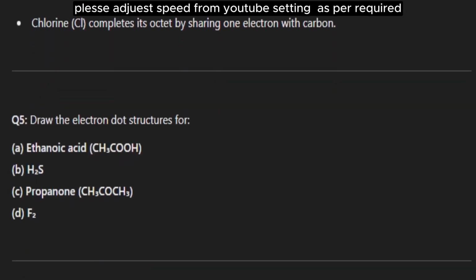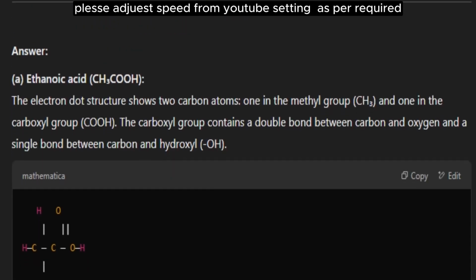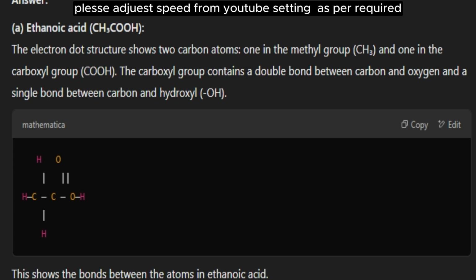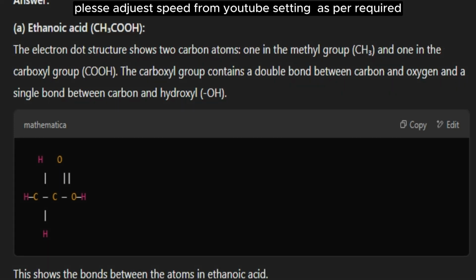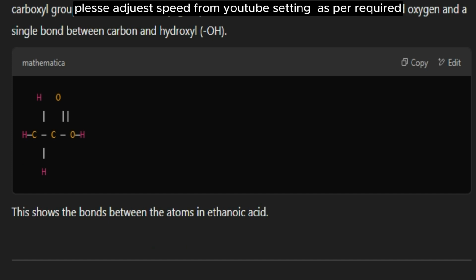Q5, draw the electron dot structures for A. Ethanoic acid, CH3COOH, B. H2S, C. Propanone, CH3COCH3, D. F2. Answer: A. Ethanoic acid, CH3COOH. The electron dot structure shows 2 carbon atoms, 1 in the methyl group, CH3, and 1 in the carboxyl group, COOH. The carboxyl group contains a double bond between carbon and oxygen and a single bond between carbon and hydroxyl O. This shows the bonds between the atoms in ethanoic acid.